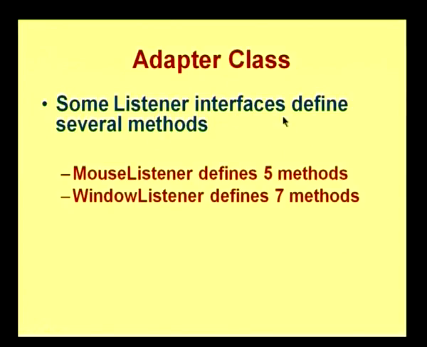Next we will move into adapter classes. Some listener interfaces define several methods. For example, your mouse listener has 5 methods and your window listener, as we have seen, has 7 methods. I already told you that whenever I have an interface, all the methods need to be implemented, even though there is no need for us to handle all the events.